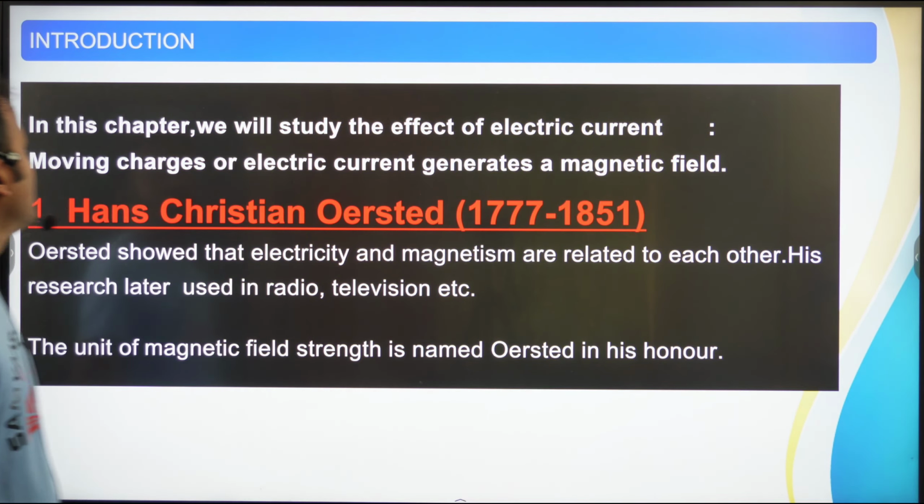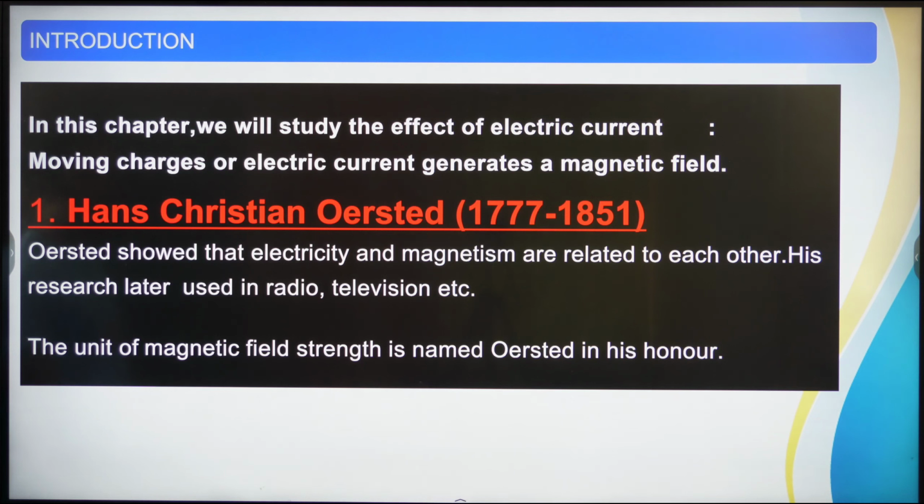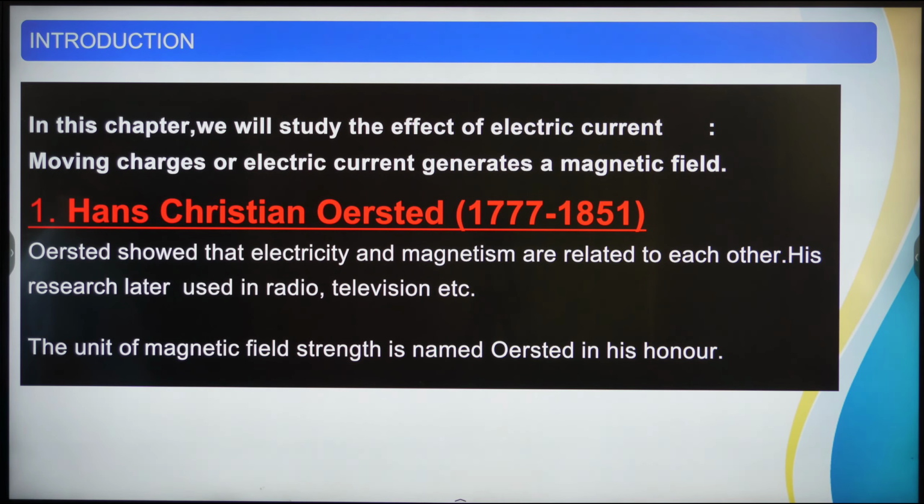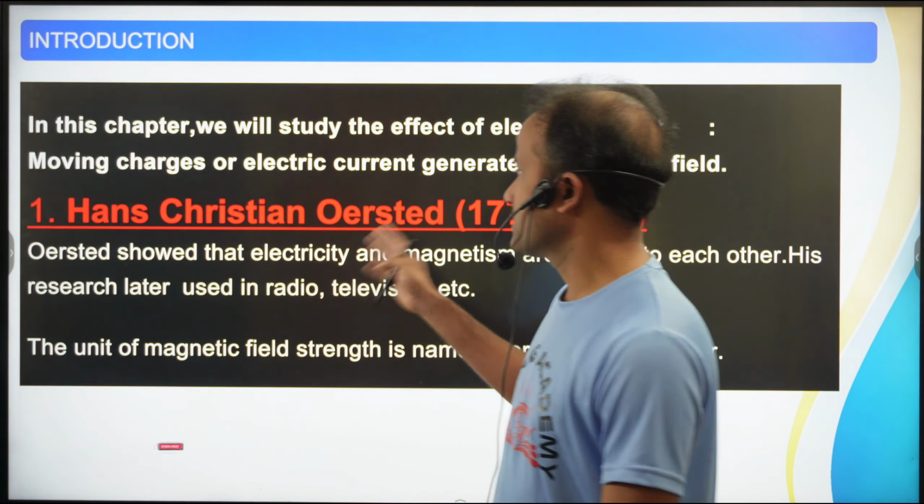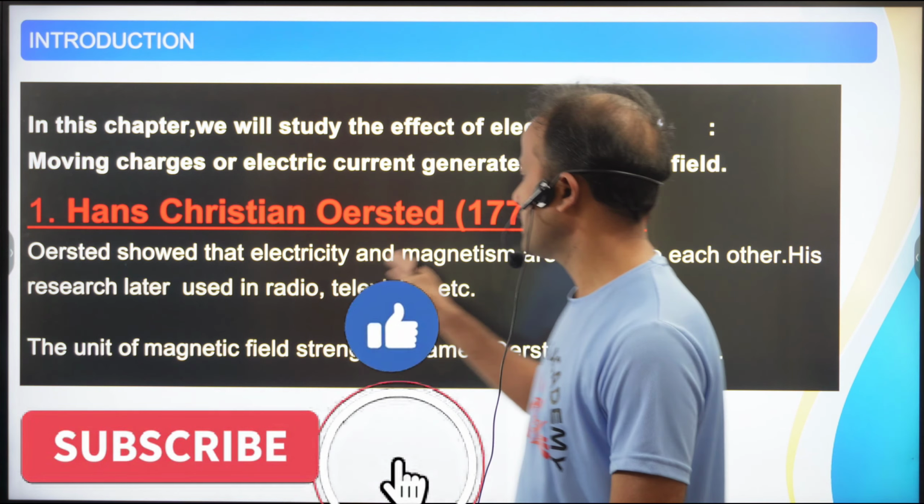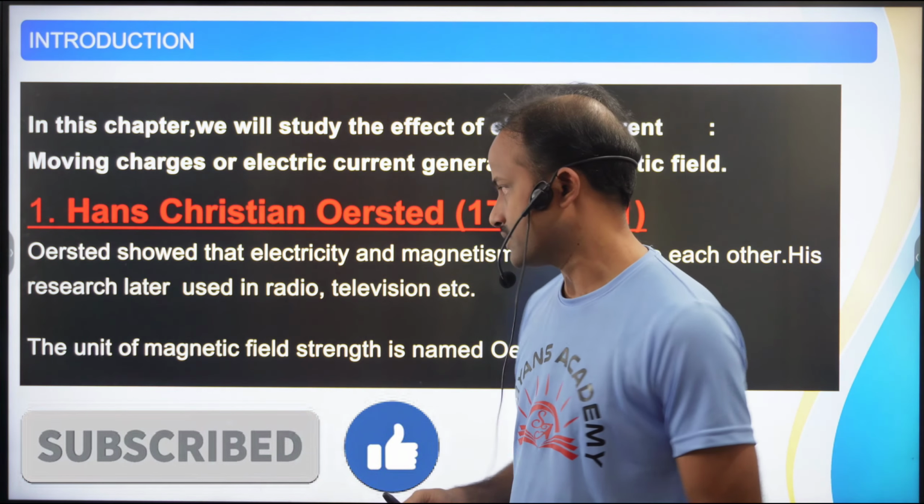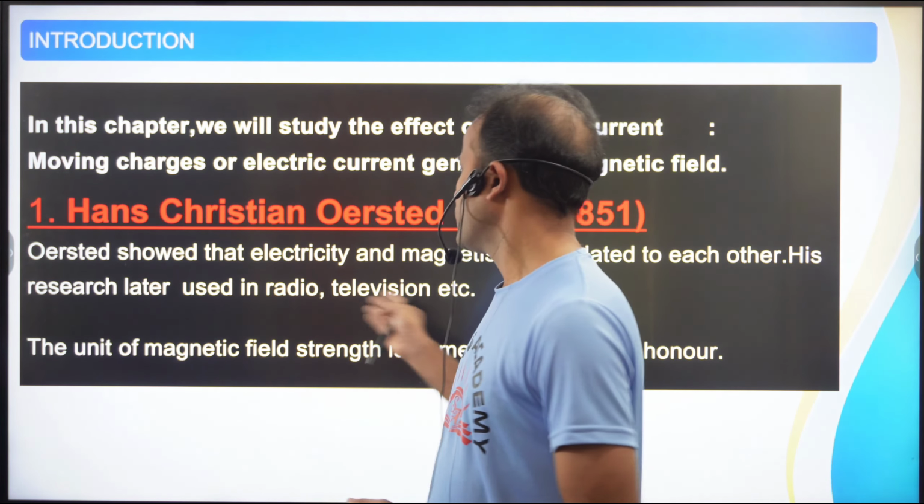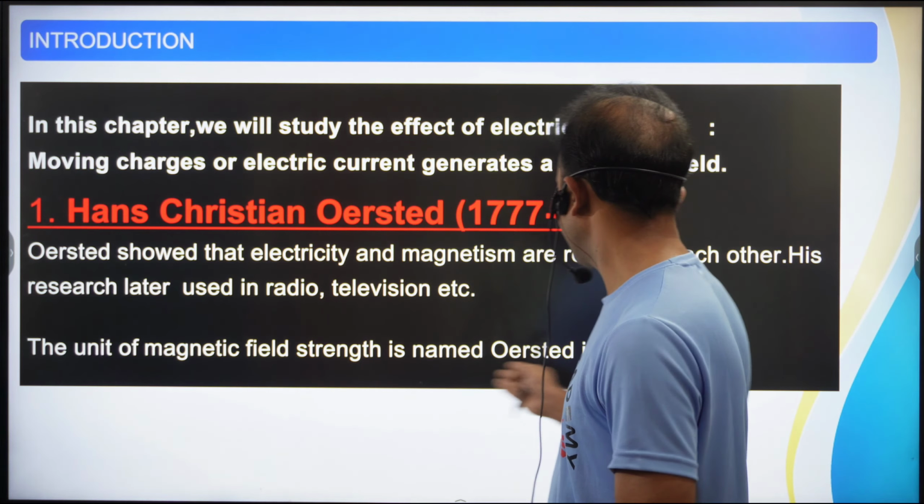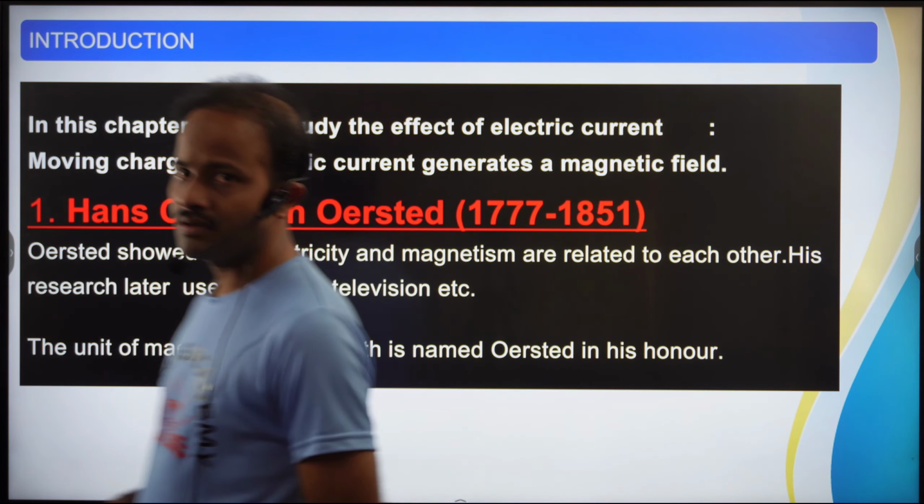Let us start. In this chapter we will study the effect of electric current. Moving charges or electric current generates a magnetic field. This was proved by Hans Christian Ørsted, and he showed that there is a relationship between electricity and magnetism. His research was later used in radio, television, etc. The unit of magnetic field strength is named Ørsted in his honor.